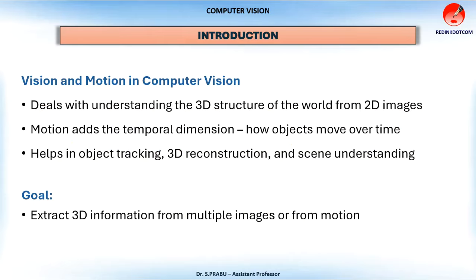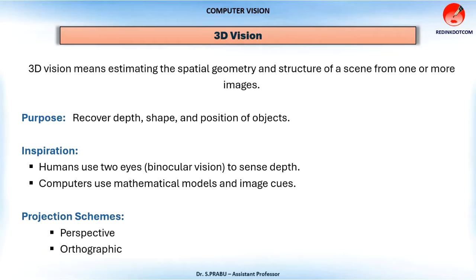Basically, vision is about understanding shape, depth, and structure, while motion tells us how things move over time. Together, these help in applications like self driving cars, robotics, and augmented reality. The goal is to reconstruct a 3D scene and track motion just like how our human eyes and brain perceive depth.